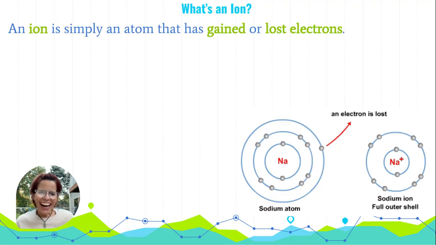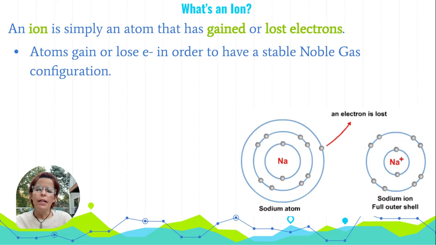An ion, and you don't have a space to write this on your sheet specifically, so write it in between the slides. You have 4 slides on a page, write it in between or even below the slides. Okay, so an ion is simply an atom that has gained or lost electrons. I would write that one sentence. I don't know if you need to write the others. If you listen, you might be able to not write the other things. Atoms gain or lose electrons in order to have a stable noble gas configuration.